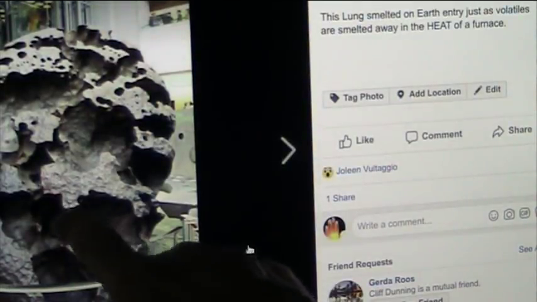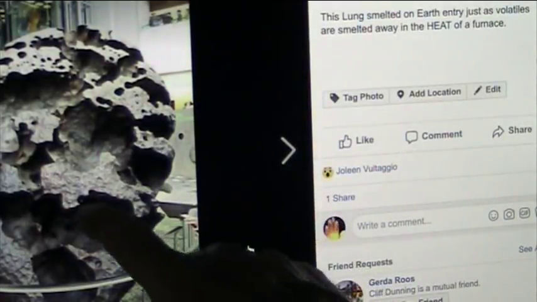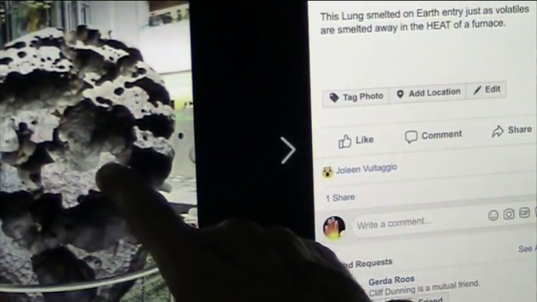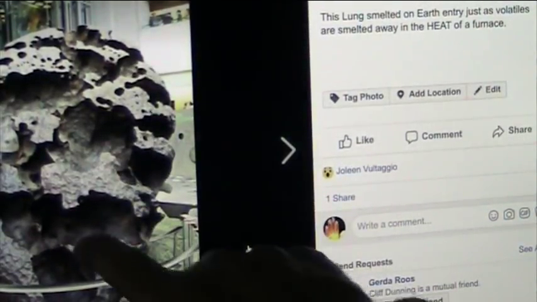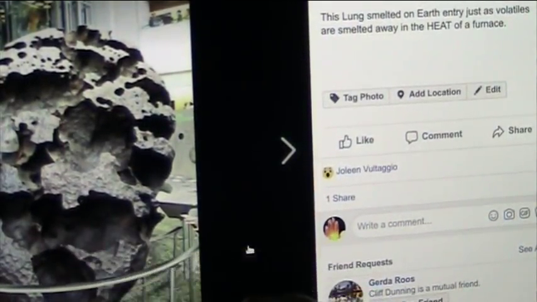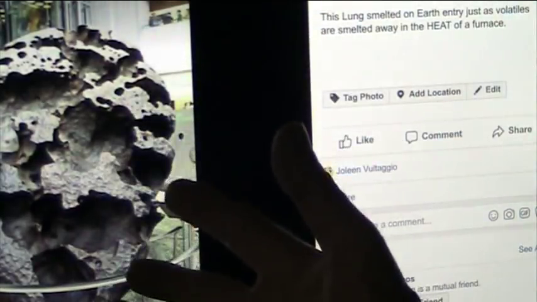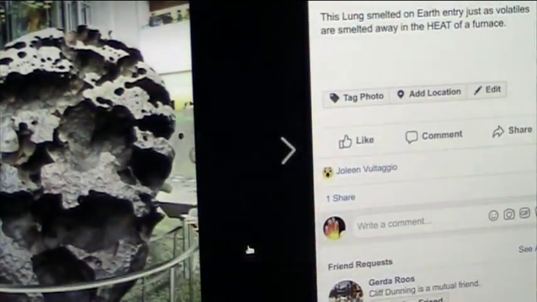That's a meteorite that came through. That is a lung, and the reason it's iron now, you can see some oxides of red blood in there still, and you'll be able to get actually DNA out of this. That was smelted from the heat of reentry, and it turned into iron. Exactly what would happen in a blast furnace.